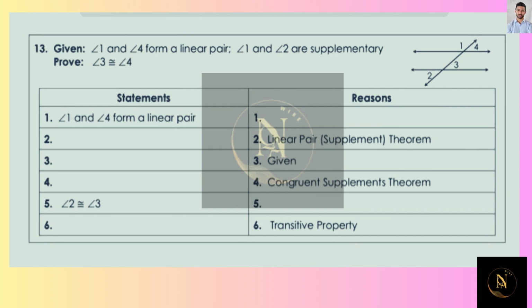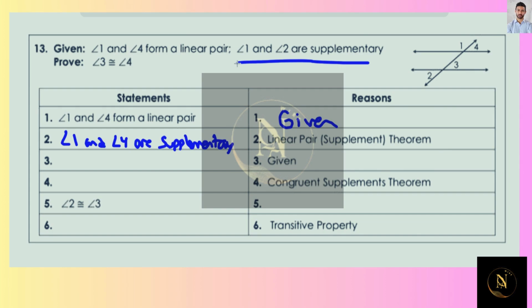We are given, and you should always be starting any proof with the information that's given, but we just have part of it right now. That angles 1 and 4 form a linear pair. By the linear pair supplement theorem, that just means angles 1 and 4 are supplementary. The other piece of given information was that angles 1 and 2 are supplementary.